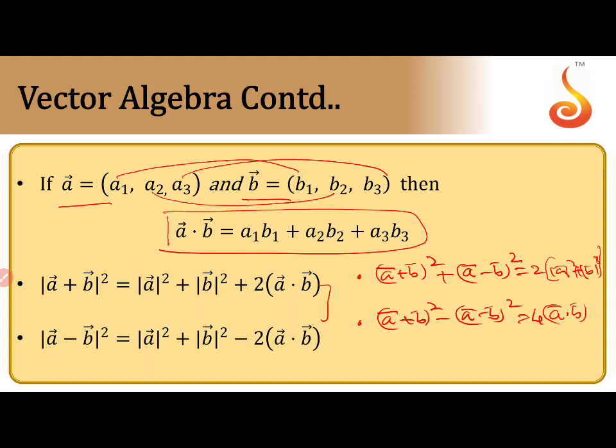So if you subtract, A square and B square cancel, and you get 4 A dot B. So sometimes you can use these formulas directly in solving problems. Clear this one?